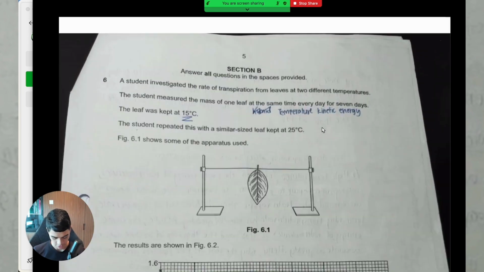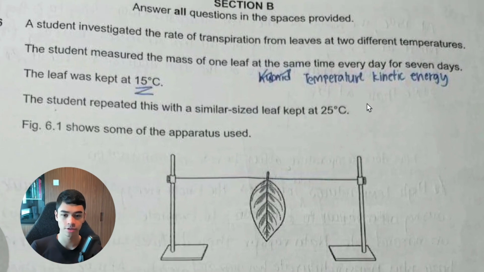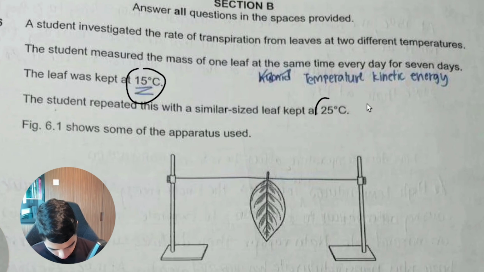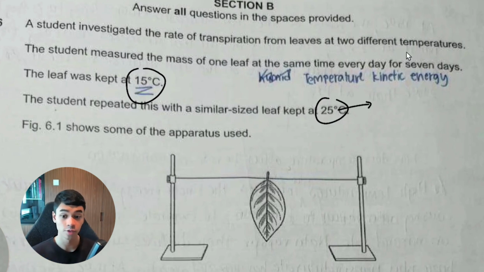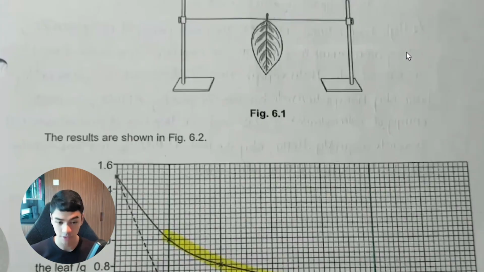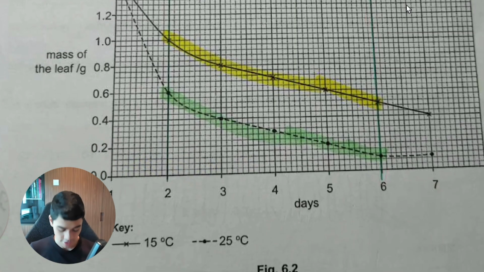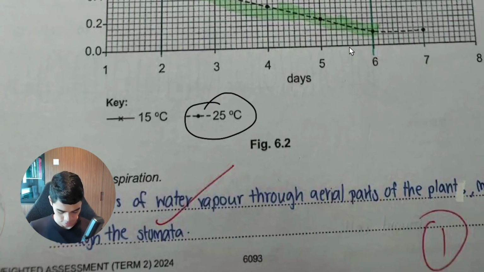So first question, this is about comparing two transpiration experiments, where we have 15 degrees and 25 degrees. Obviously the one at 25 has faster transpiration, and therefore it will lose mass faster. So we look at the two graphs of mass over time, and it makes sense that the dotted line is the 25, the hotter one. That's exactly what we expected. Okay, so now define transpiration.